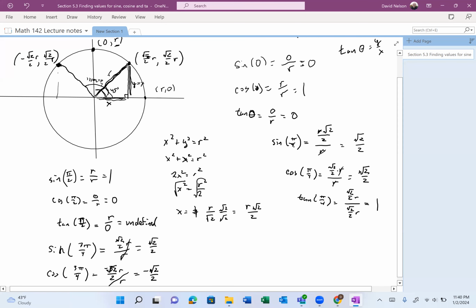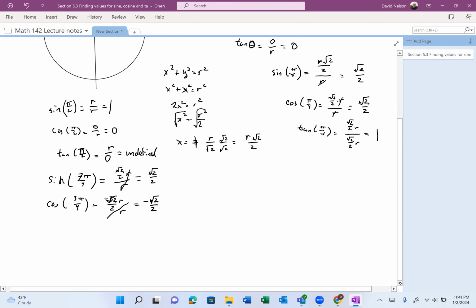So the sine of pi over 4 and the sine of 3 pi over 4 are both root 2 over 2. The cosine of pi over 4 is positive root 2 over 2, and the cosine of 3 pi over 4 is negative square root 2 over 2. The number stays the same, just the sign is different.